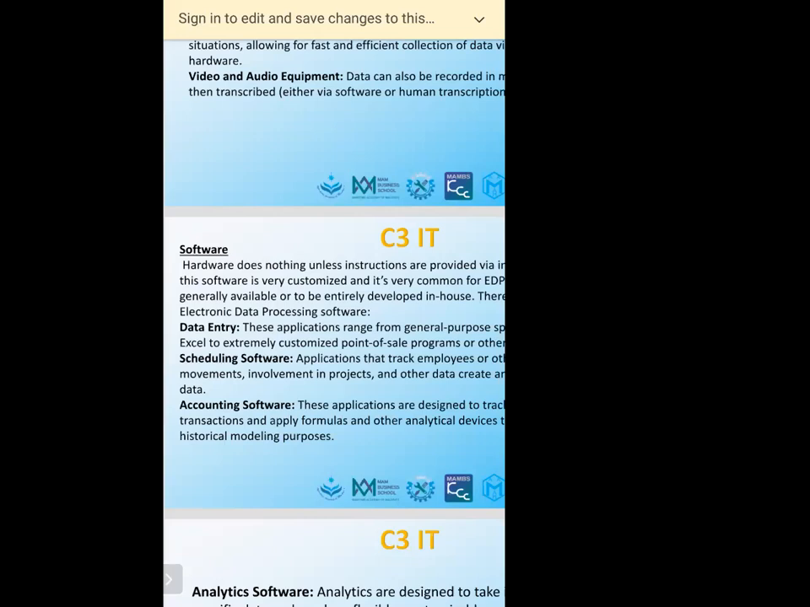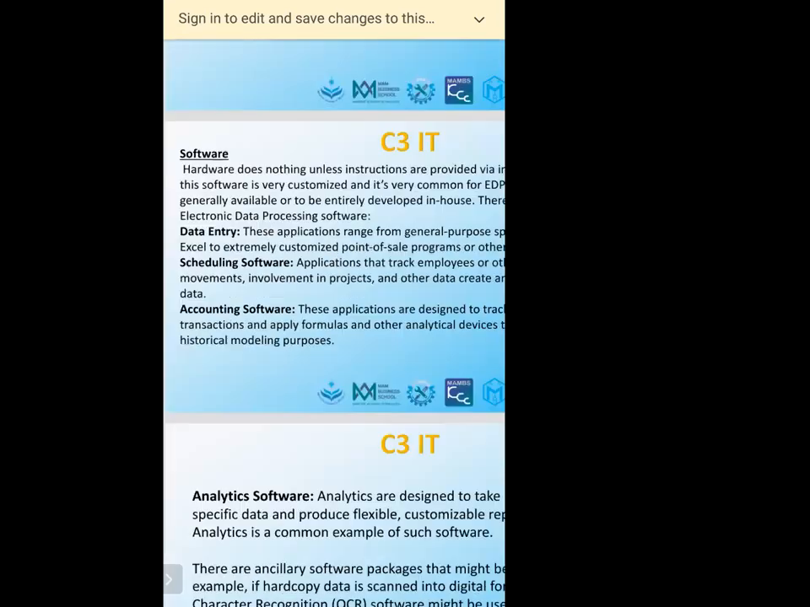Okay, fine. So that means all the computers or hardware are controlled by software. That's why different types of software are available for EDP. One is called data entry, then scheduling software, accounting software.